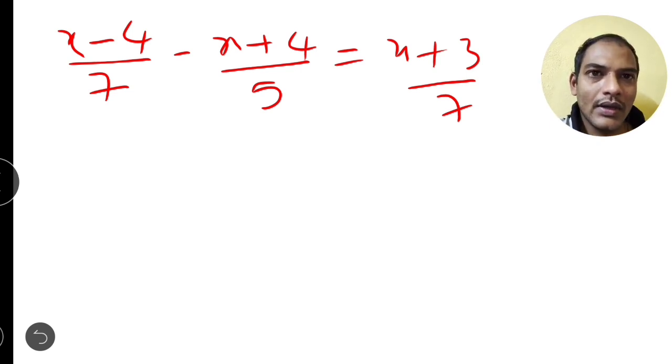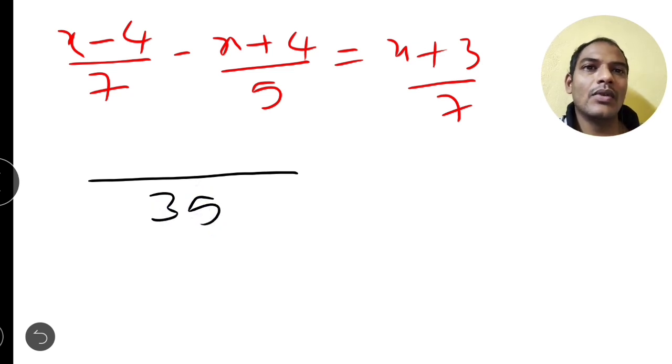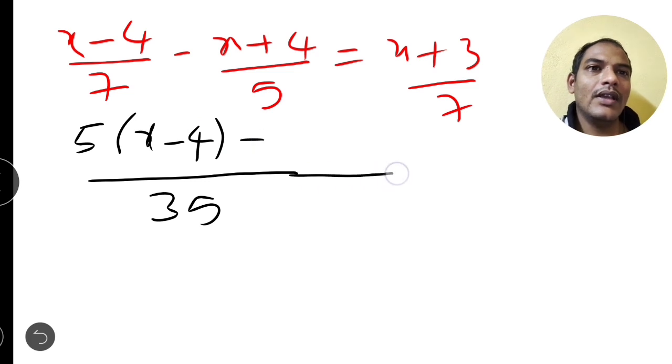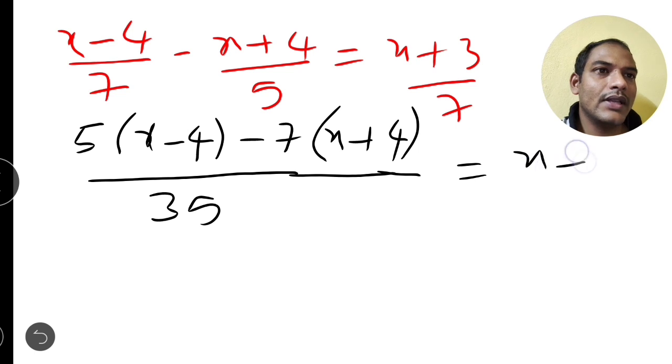How to make 2 fractions into 1 fraction? That is by finding the LCM. The LCM of 7 comma 5, both are prime numbers, so the LCM is their product, that is 35. So 35 in 7 table 5s are, so 5 into the numerator, 5 into (x minus 4), minus 35 in 5 table 7s are, 7 into the numerator, 7 into (x plus 4). So it equals (x plus 3) divided by 7.